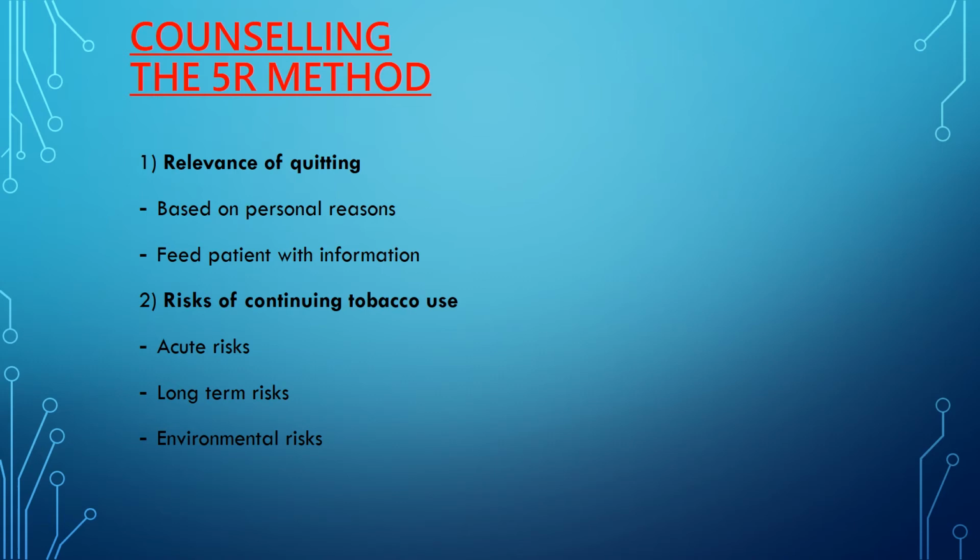Risk of continuing tobacco use. Okay, acute risk. What's the risk of continuing tobacco use? Acute risk, immediate risk. They will be coughing for some time, and may later develop cancer of the lung. Alright, and long-term risk. What could be the long-term risk? I understood also that people who smoke early in age become impotent.